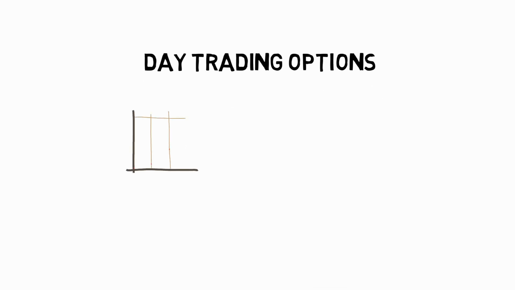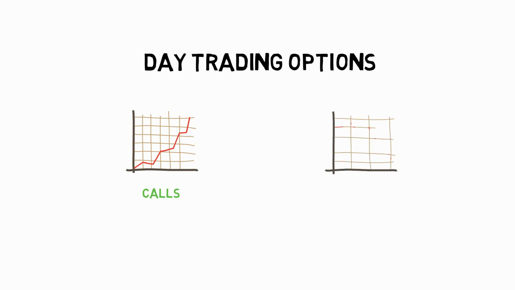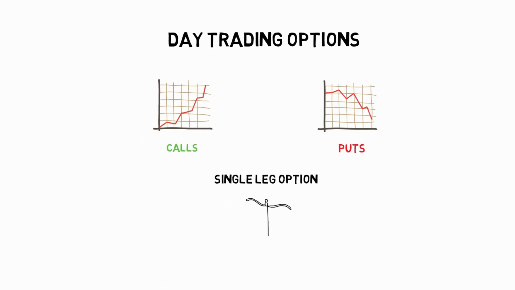If you want to make a directional bet on a stock using options, you can buy calls if you believe the stock will go higher, or you can buy puts if you believe the stock will go lower. This is referred to as a single leg option. As day traders, this is all we seek to trade. It involves more risk, but with that risk comes the potential for big rewards. It is also possible to short calls and puts. However, that involves unlimited risk without the proper strategy and is beyond the scope of this video.